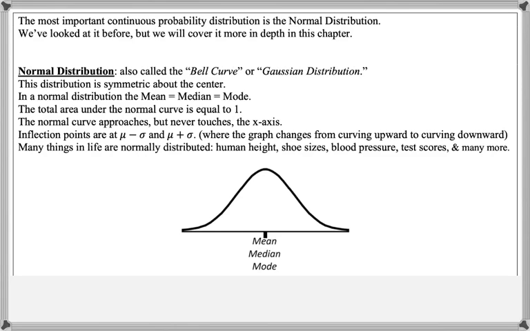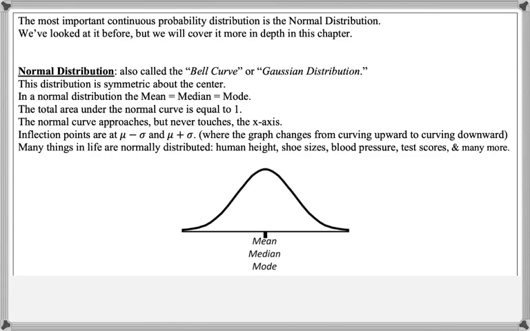And it's symmetric about the center. The mean is equal to the median is equal to the mode. The total area under the normal curve is equal to 1. The normal curve approaches, but never touches, the x-axis.